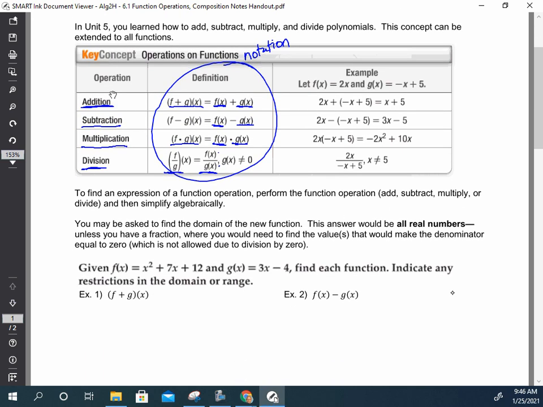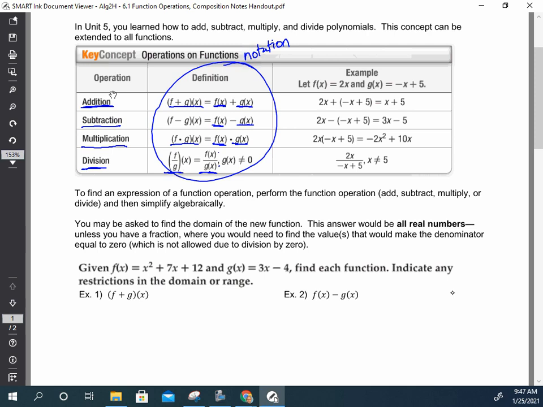Adding, subtracting, multiplying, and dividing is not any different than what we've already done. If you have two functions and they tell you to add them, combine like terms. If they tell you to subtract them, keep, change, combine like terms. If they ask you to multiply, distributive property, FOIL, do what you need to do. Division, set them up as a fraction, divide them if possible. So it's not anything that's entirely brand new.